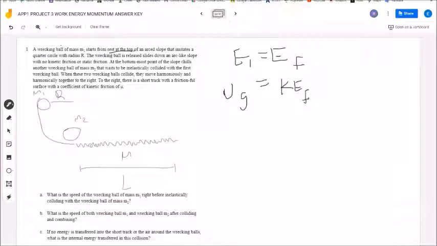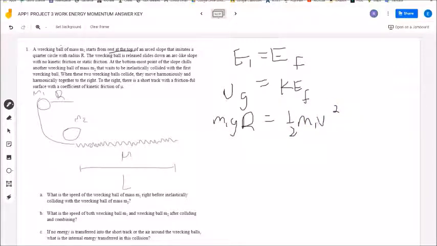We know U_G is mgh, or in terms of the variables the problem gave us, M1, g, and h. But we're not going to use h here, since the height is actually R, the radius of the quarter circle arc-like slope. So U_G is M1 g R, and kinetic energy is equal to 1/2 M1 v squared.